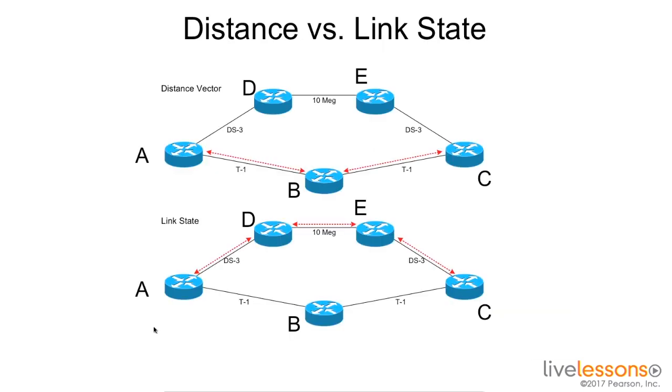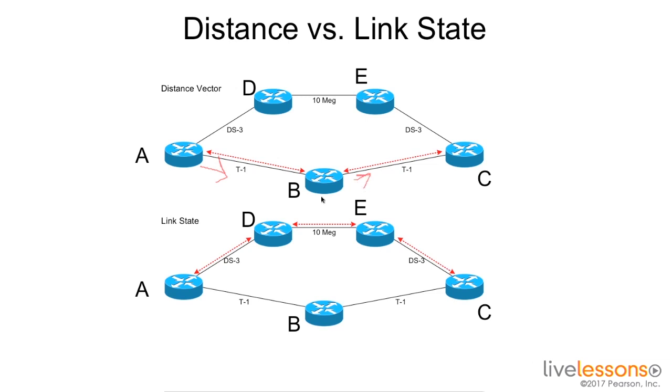Here we're going to show the difference between a distance vector protocol and a link state protocol. If router A wanted to send a packet to router C with a distance vector protocol, we would be measuring the number of hops to our destination and making a decision based on that number of hops. In this scenario, the distance vector protocol would prefer to send packets from router A to router B and from router B to router C.